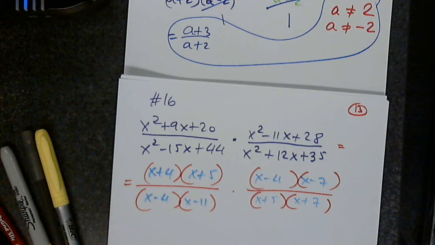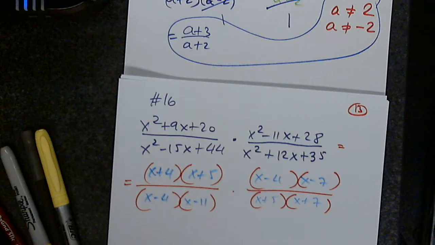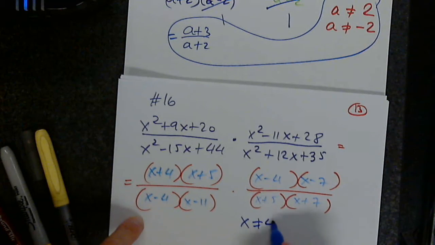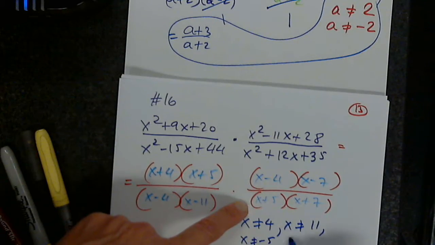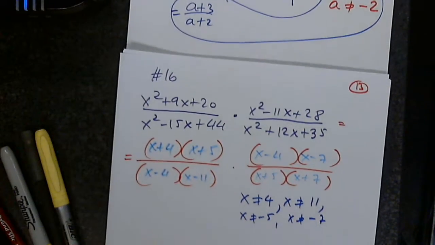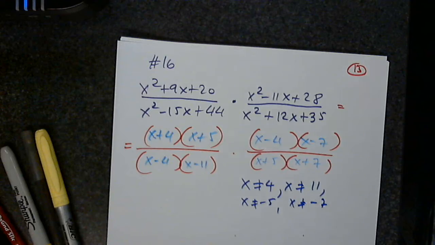Then you will have to give me how many restrictions before we even look at simplifying. x cannot be equal to 4, 11, negative 5, and negative 7. Very good, excellent. And then you simplify. What am I simplifying?